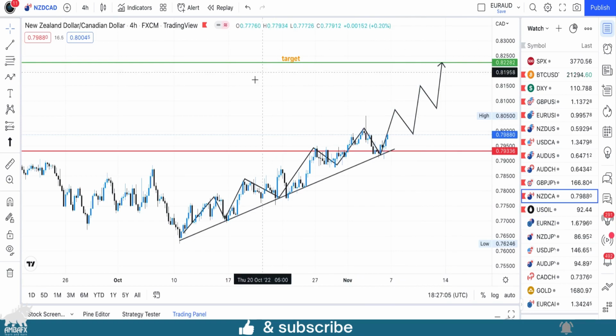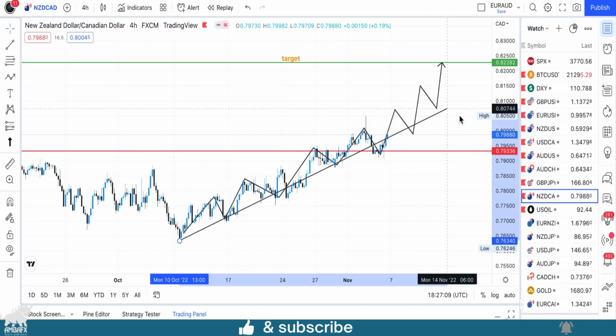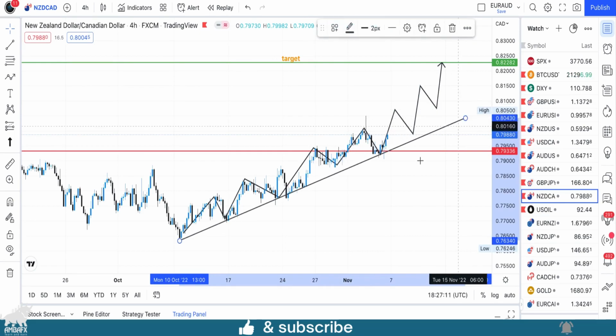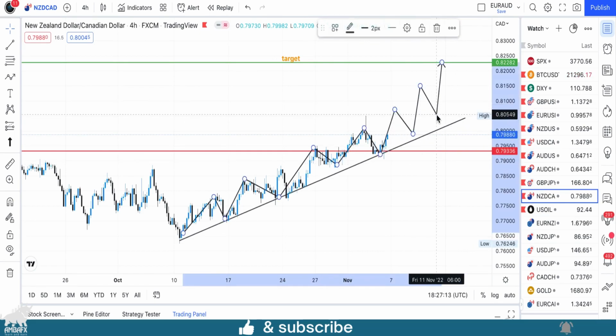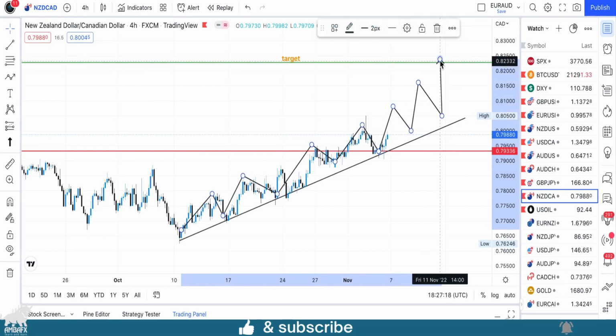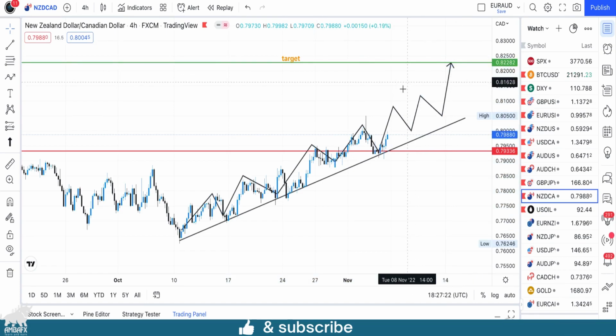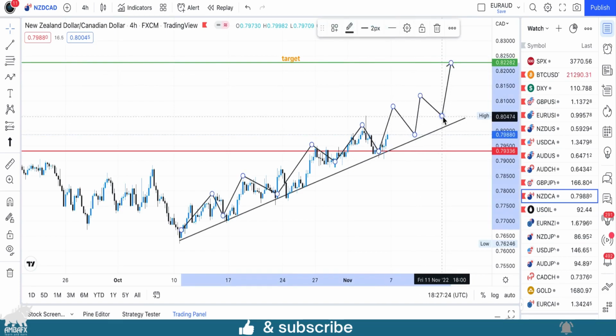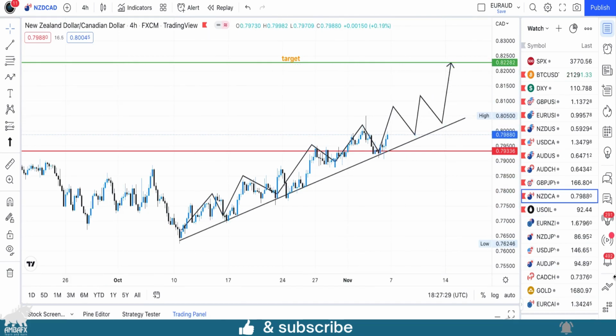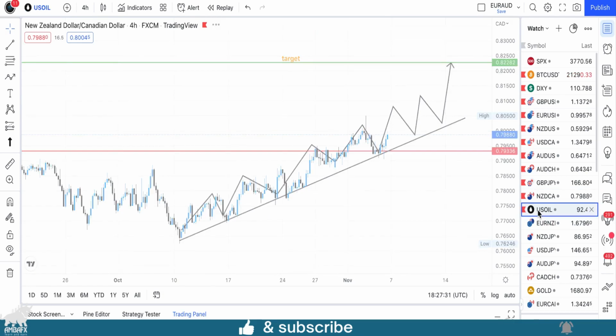So the target is at 0.82282. So that's the target right there. We should see a series of higher highs and then higher lows to that particular target in that particular area. So that's that about the SND card.